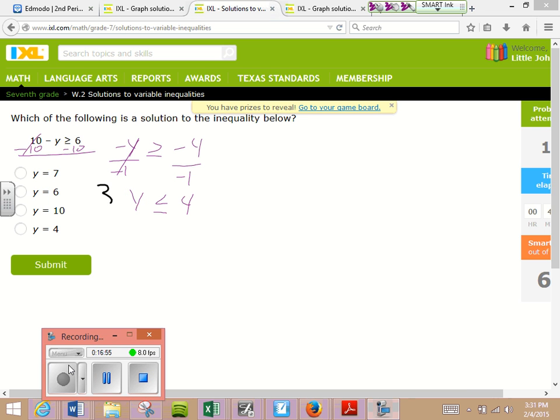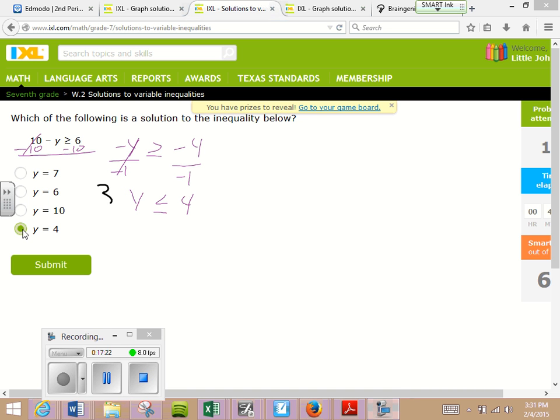Which one of these works? D, right? Because it's including. It said equal. It can be equal. Isn't it easier if you just subtracted like me? I subtracted 10 minus 4, and then I got 6, and 6 is equal to 6. You were substituting. I need you to actually work it out.